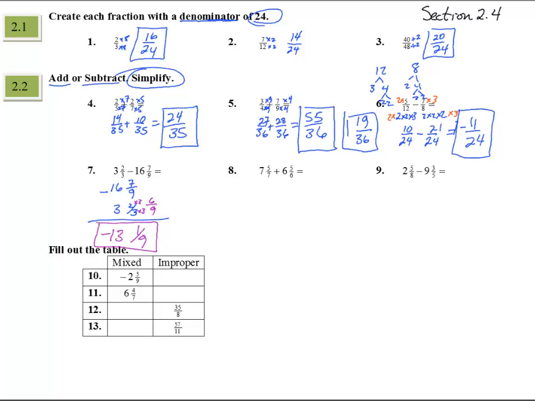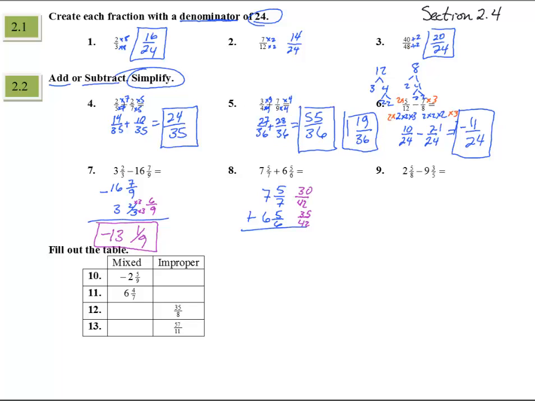Number 8. 7 and 5/7 plus 6 and 5/6. Oh boy, 7ths and 6ths, those aren't the same thing. We can't add them. So we need a common denominator. This is 7 and that's 6. Multiply those two and we get 42s. So we times by 6, times by 6, times by 7, times by 7.